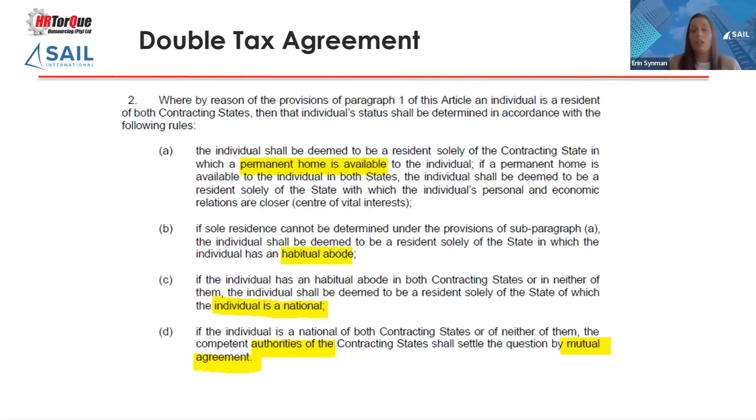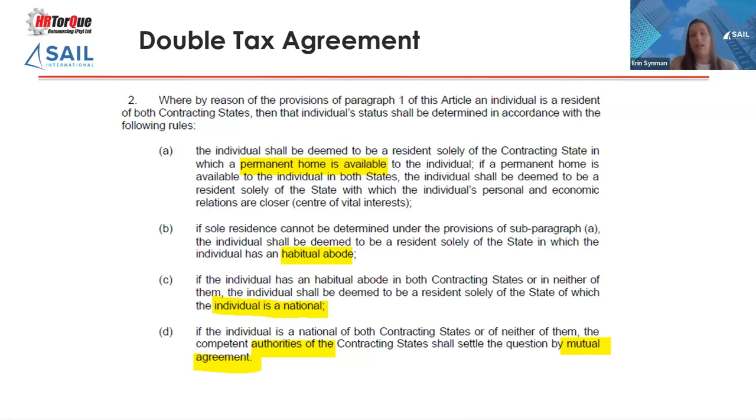So, looking at this article in more detail, we'd look at point A. If you can't assess yourself and answer the question as to where you're resident from point A, you'd move on to point B. If you still can't, you'd move on to point C. If you still can't identify it, you'd move on to point D. So, taking a look at this in some detail, the first point is where is your permanent home available? So, if you can cut and clear, say, my permanent home is available in the United Kingdom, then that's where your tax residency would lie, and you would follow the rules in terms of that from a tax perspective.